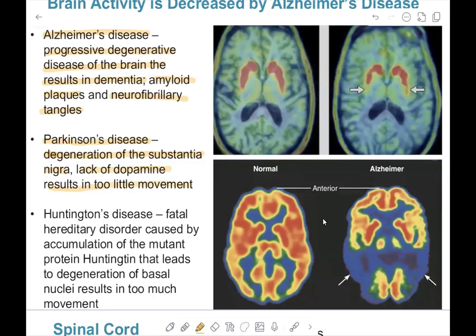in too little movement. So I would definitely recommend an amazing movie if you haven't already seen it. It's actually on Netflix right now, and it's called Awakenings. It's based on a true story. It's got some real stars in it, like Robert De Niro and Robin Williams.